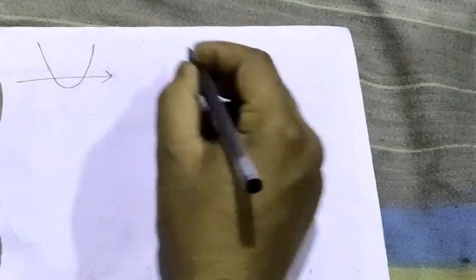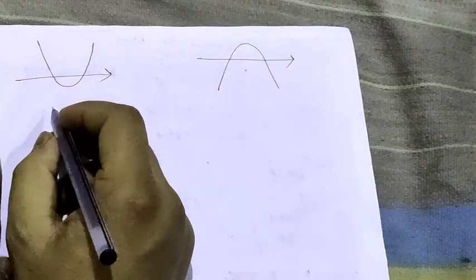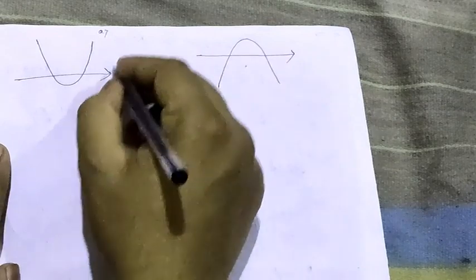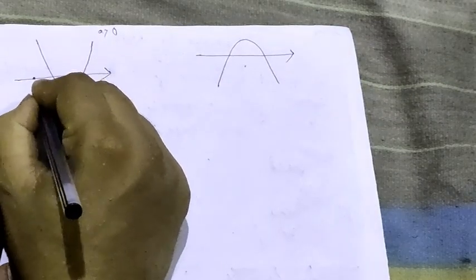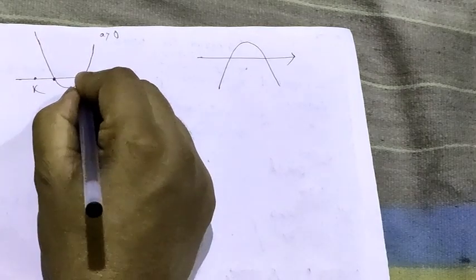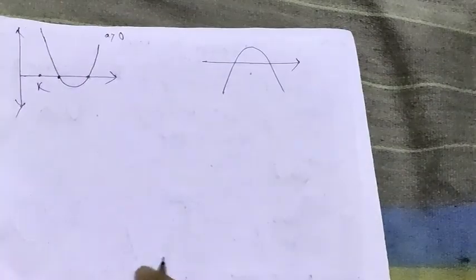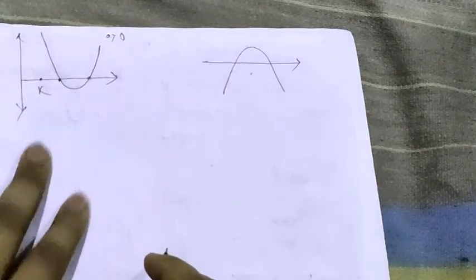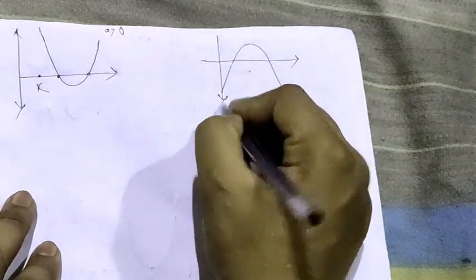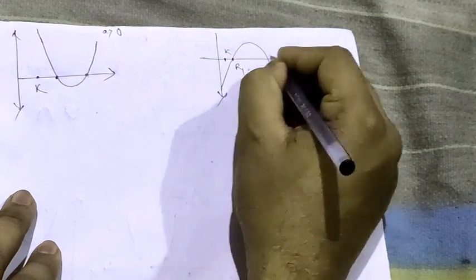if I assume a to be greater than 0, then the curve will be like this. If I assume a to be less than 0, the curve will be like this. First of all, I take a to be greater than 0, and here is k. As I have told, both the roots, that is r1 and r2, are greater than a given number k. So here is k, and these are the two roots, and in this part also, here is k, and these roots are r1 and r2.